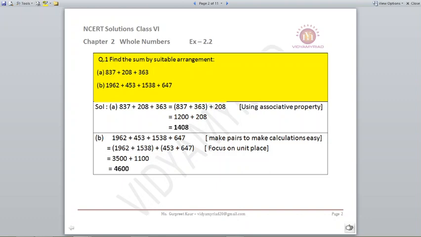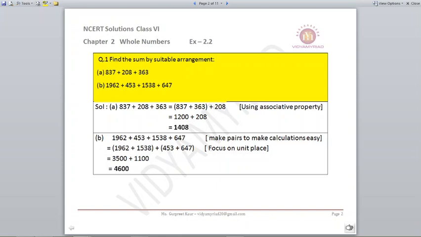No. If I do 8 plus 3, yes, 8 plus 3 is 11, but again 1 is there at the units place, so I might end up in difficulties. Next option is 837 plus 363. What is 7 plus 3? 10. So I can make this as one of my pairs. Let me try doing it. Add 837 plus 363, you will get 1200. Plus 208, you will easily get 1408 without using any rough column, and the calculations become easier.